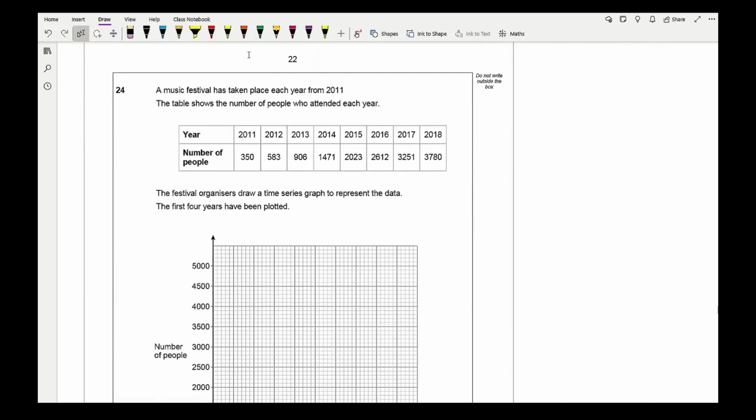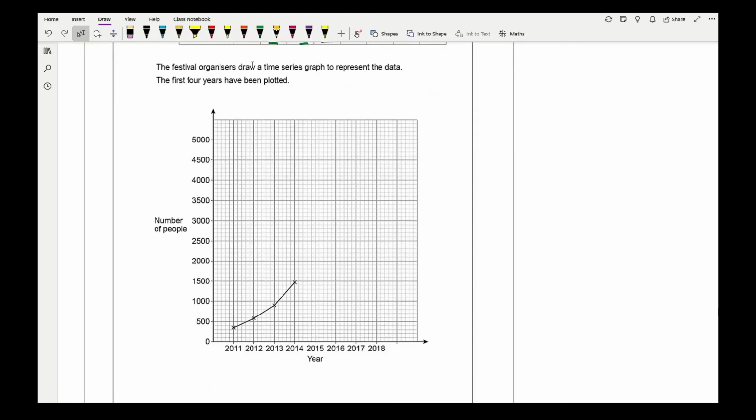Now moving on to question 24, it says that a music festival has taken place each year from 2011. The table shows the number of people who attended each year. The festival organisers draw a time series graph to represent the data. The first 4 years have been plotted for us, so we've got 1, 2, 3, 4. So the next thing we then need to do is plot the rest.